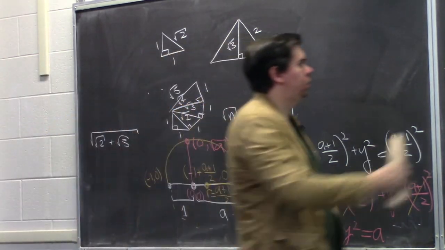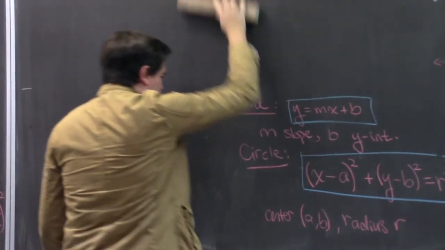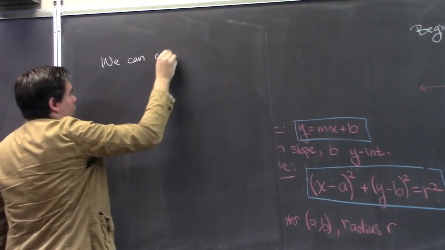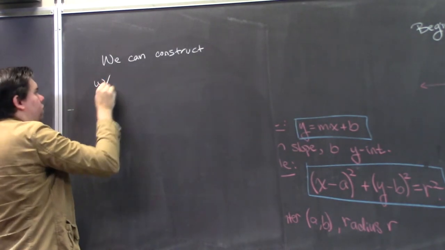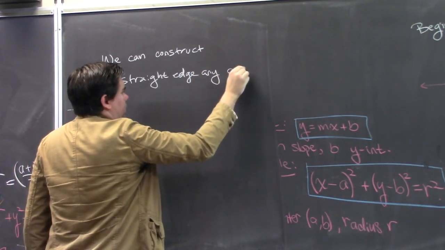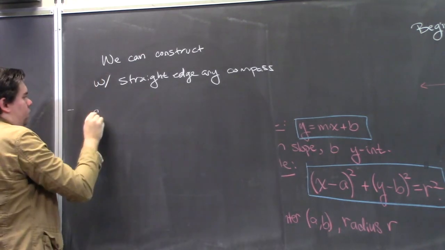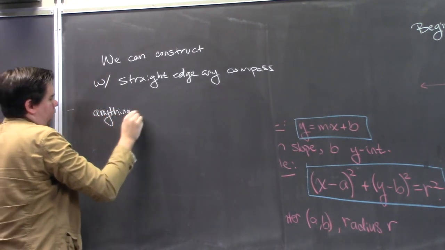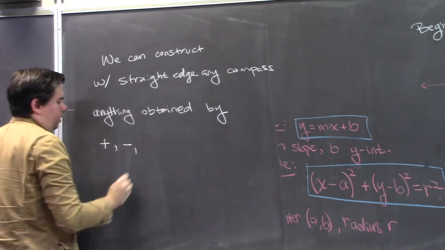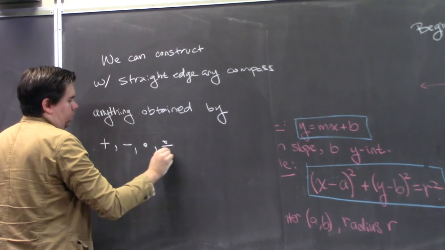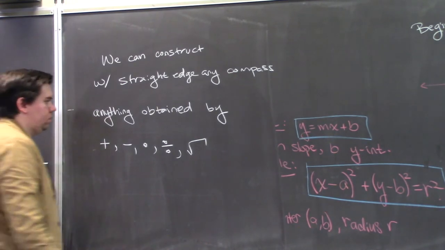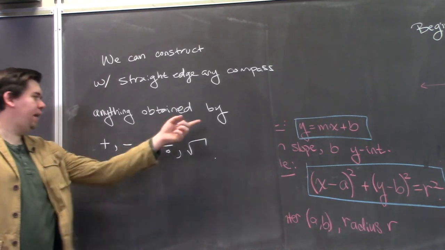To summarize, what can we construct with straight edge and compass? We've seen that we can construct with straight edge and compass anything obtained by either addition, subtraction, multiplication, division, or square root. Okay, obtained by these from what?